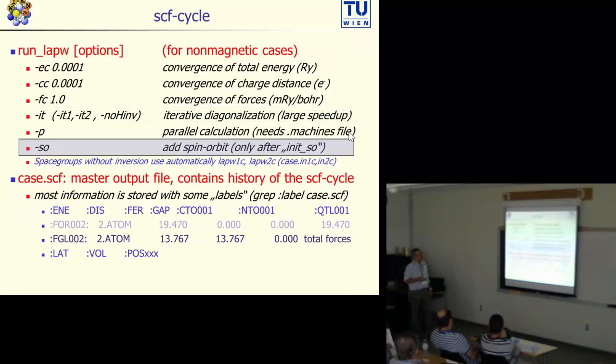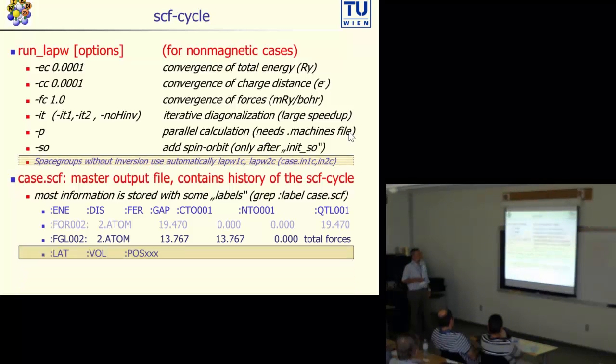You can add spin orbit. We will hear more of this. The programs automatically detect whether we have inversion symmetry and then call either a program LAPW1 or a program LAPW1C, depending on whether we have inversion or not. This is the real or the complex version of the code.